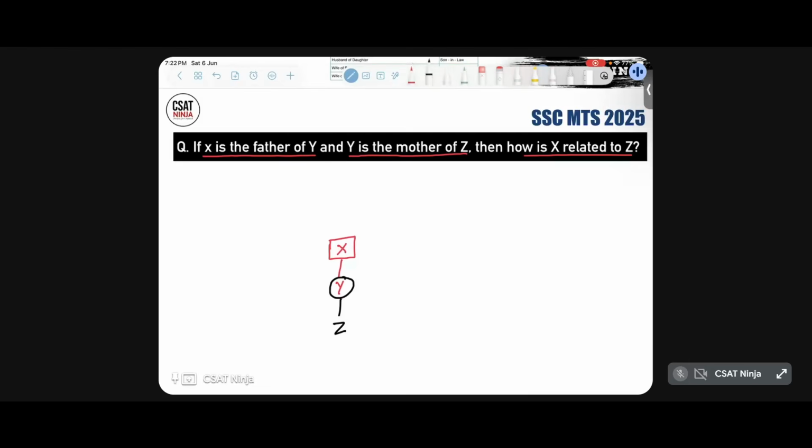How is X related to Z? Which means that who is X to Z? So X here is grandfather, or it can be maternal grandfather there. So that's the answer there. Are we clear with that?